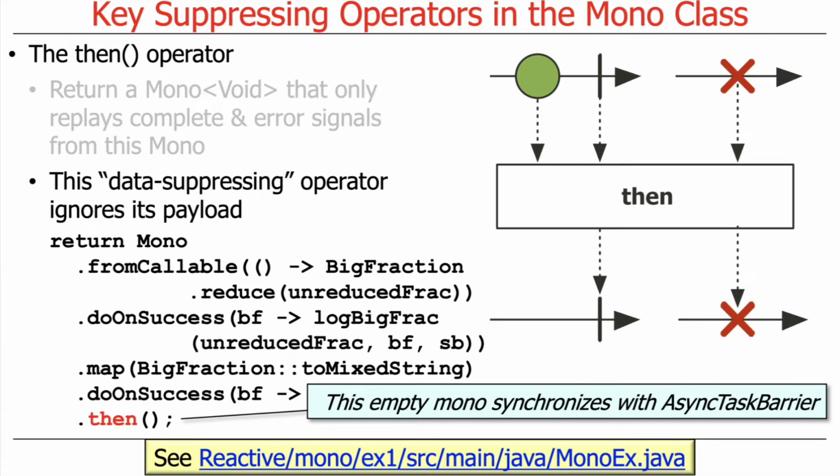So now we've reached the end. We've created ourselves a Mono. We've printed out its initial value. We've modified it with map. We print out the modified value. And the last thing we do is we say .then.